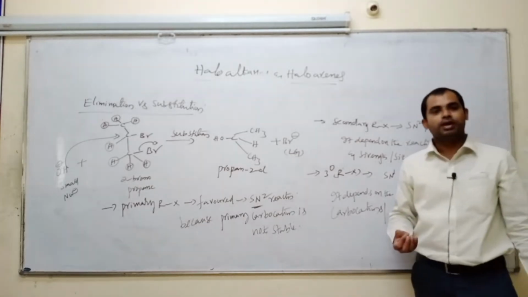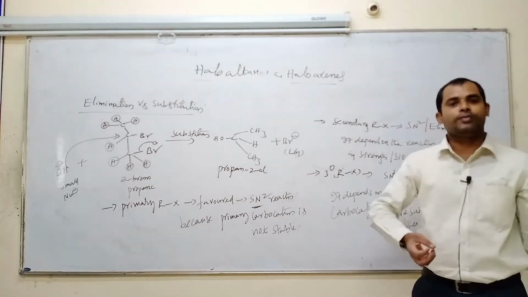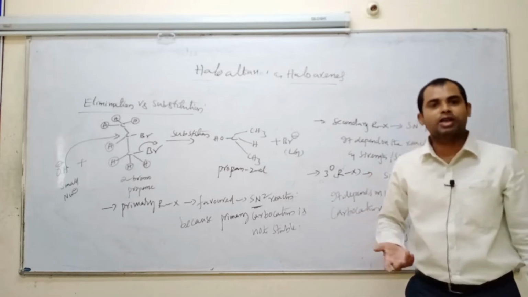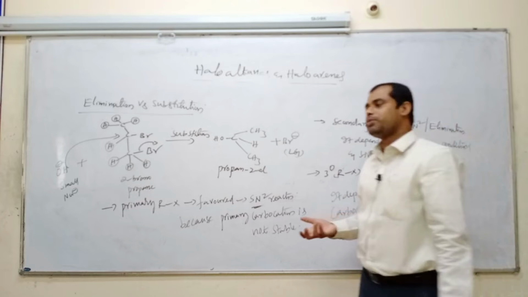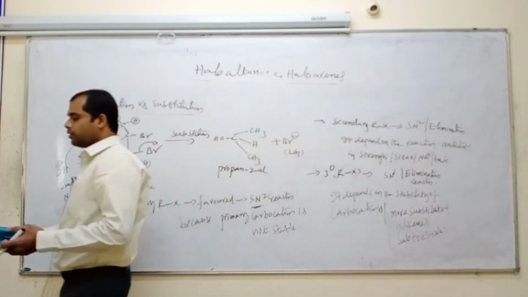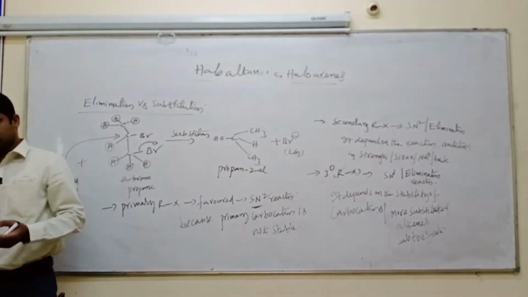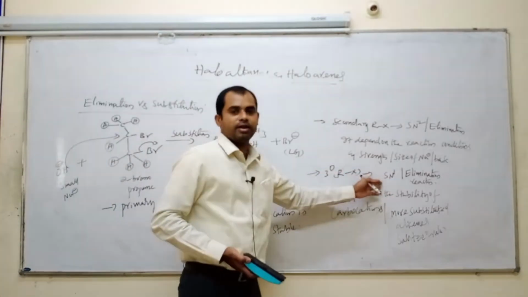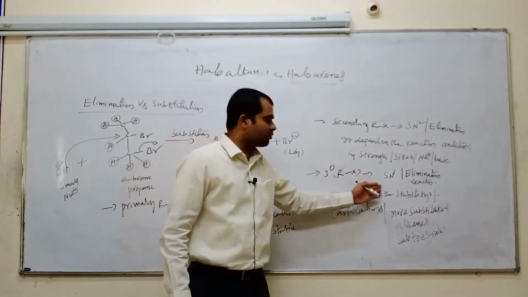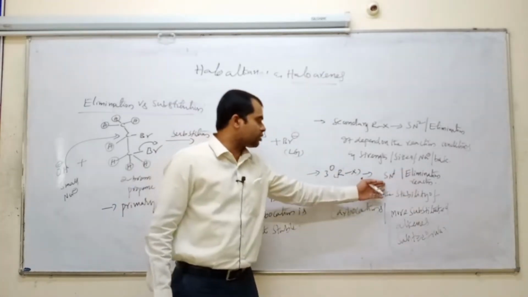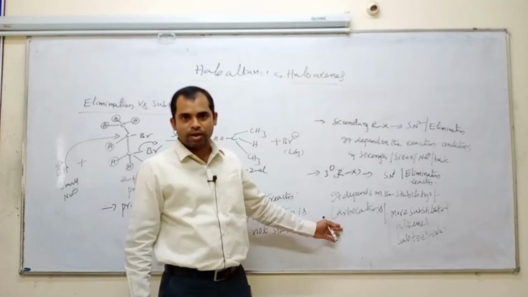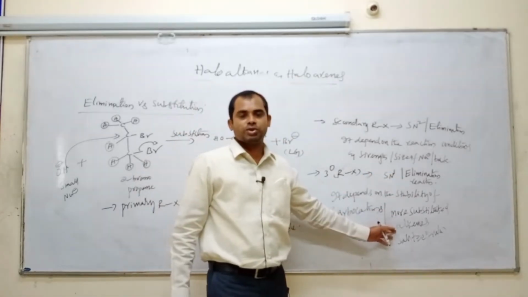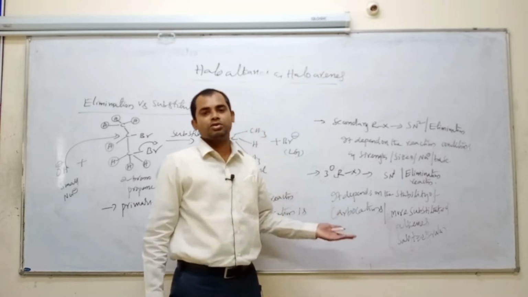That is the Saytzeff rule. According to the Saytzeff rule, the preferred product is the alkene having the more number of alkyl groups as the major product. That means a tertiary alkyl halide always forms the more substituted alkene. So it can undergo either SN1 or elimination. If it undergoes SN1, it depends upon the stability of the carbocation. If it undergoes elimination, it depends upon the more substituted alkene as the major product according to the Saytzeff rule.